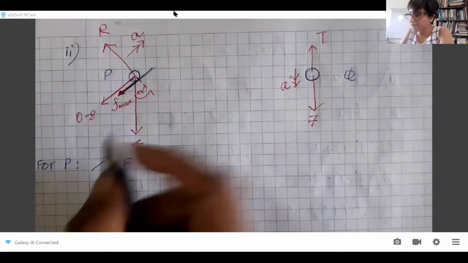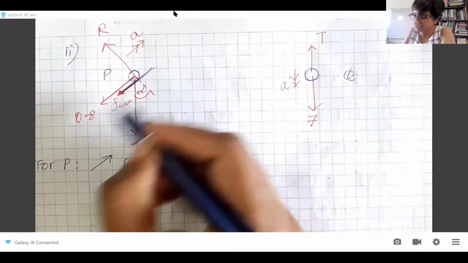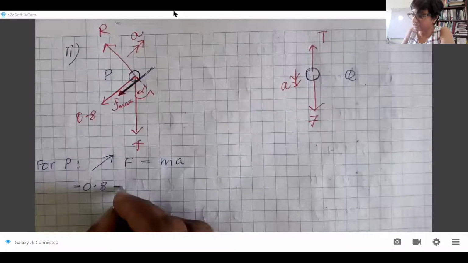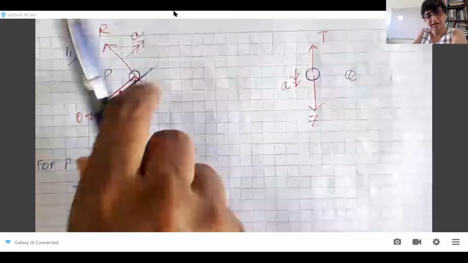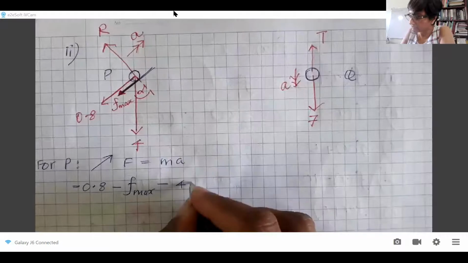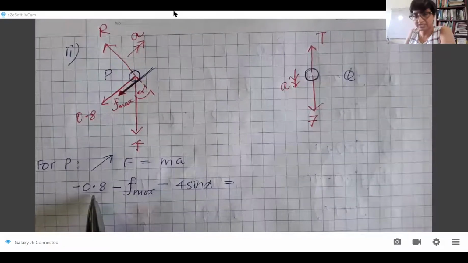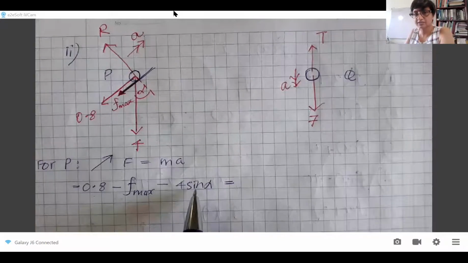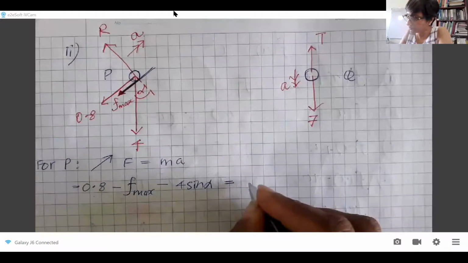So there are no forces in that direction. All the forces are in the other direction. So they're all negative. So I have negative 0.8, negative F max, negative or minus the component of my weight, that is 4 sine alpha. So there are three forces: the external force, the friction, and the component of the weight acting parallel to the slope is equal to m.4 A.